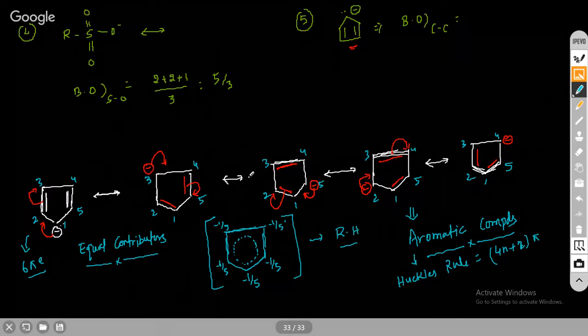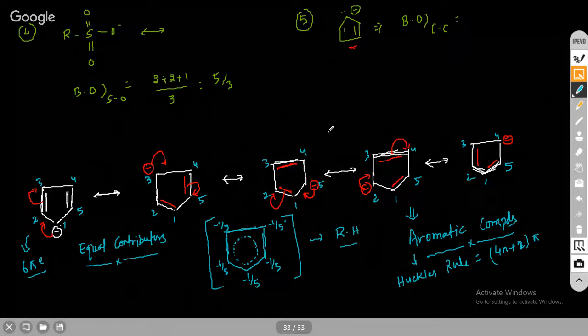See, the actual requirement for aromaticity is this only: a planar molecule and uniform distribution of charge. When the charge is uniformly distributed, that is only possible by resonance, right? By resonance, because we are considering pi electrons. And resonance is only possible when the molecule is planar. That's why when we discussed aromaticity today, there we have conditions. The conditions are: Huckel's rule must be followed and the molecule must be planar. These things are necessary for resonance to take place.